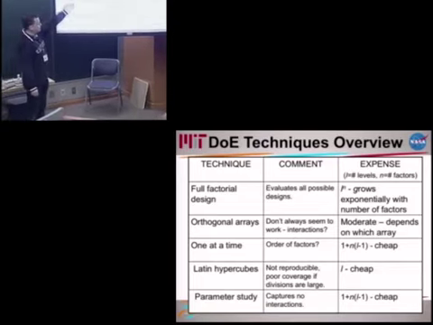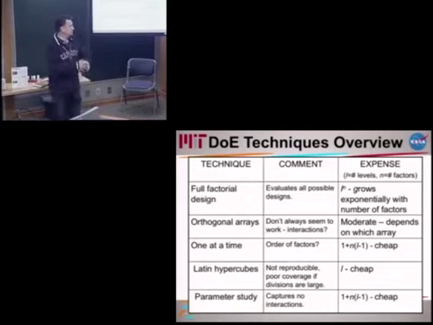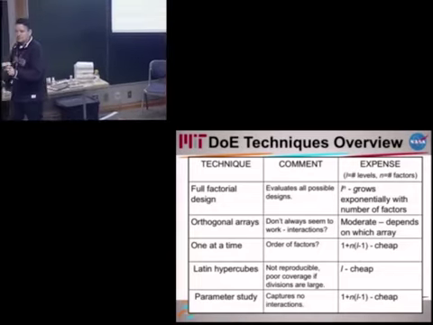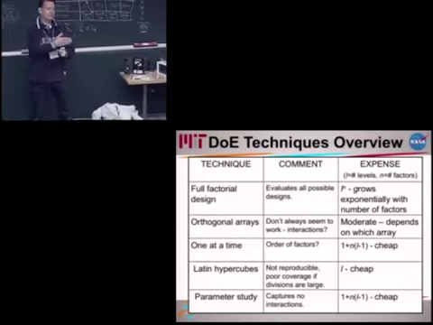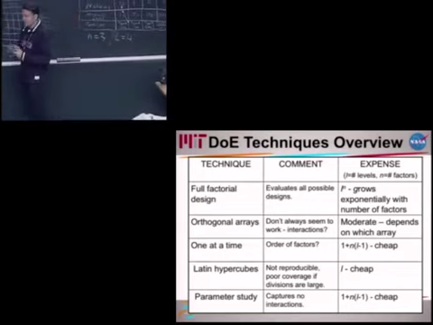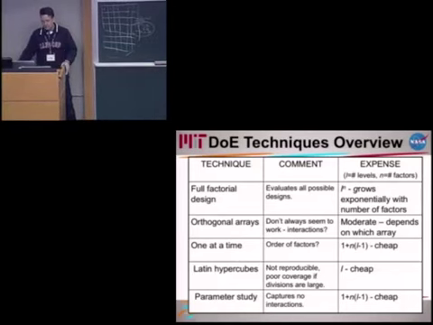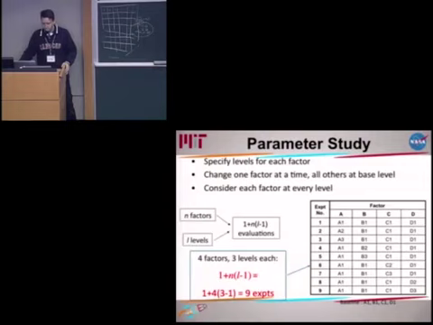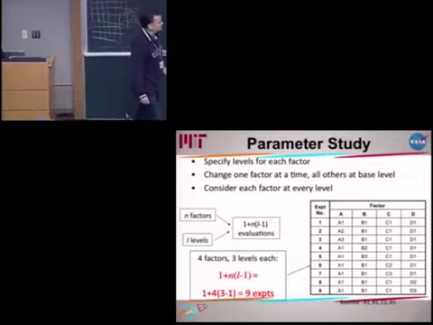Latin hypercubes is also a technique that essentially scales with the number of levels that you have. And then parameter study is where you have a baseline design, and then you probe each of the factors in one direction, but you don't typically look at interactions. And that's also not as expensive. So let me talk briefly about the parameter study.